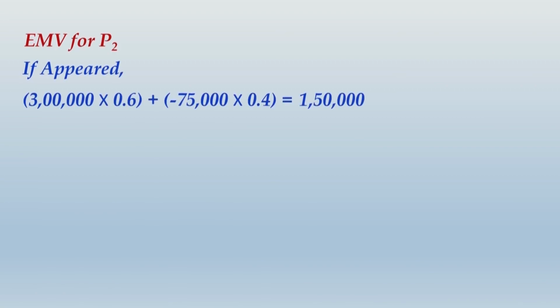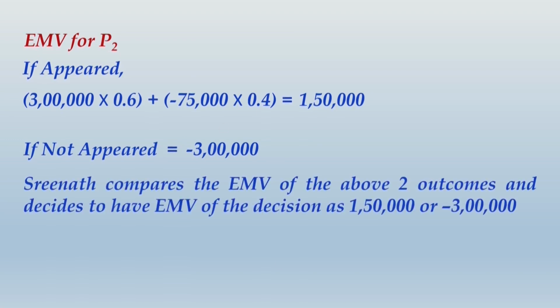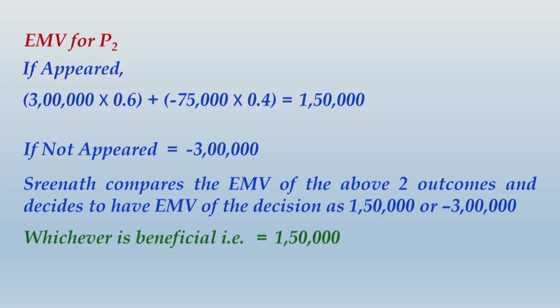Same way, if appeared, it will be 3 lakhs into 0.6 plus minus 75,000 into 0.4, which is giving you 1,50,000, and if not appeared, there will be a loss of 3 lakhs. You know it how, correct? So if appeared, if not appeared, between the two, obviously positive 1,50,000 is better than negative 3 lakhs. So we would say Srinath compares the EMV of the above two outcomes and decides to have EMV of the decision as positive 1,50,000 or negative 3 lakhs, whichever is beneficial, that is positive 1,50,000, and we conclude that he should appear for P2. Please write up this entire working and then I take you ahead.